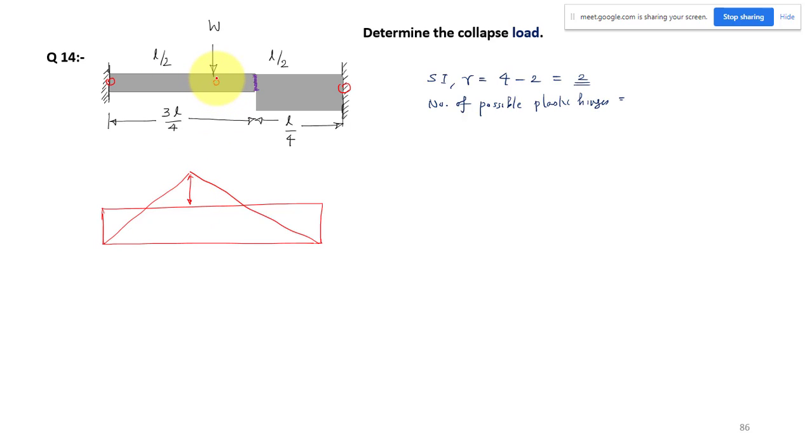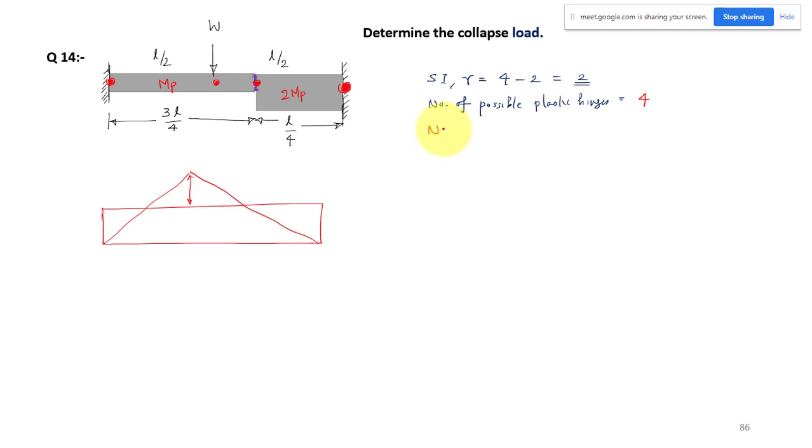So one hinge may be possible here, and here the cross section is different. So this is MB, and it is 2 times MB. So these are the possible locations. So we can have 4 hinges. Four hinges are possible. 4 locations where hinges may develop. Okay. So the number of possible plastic hinges is 4.